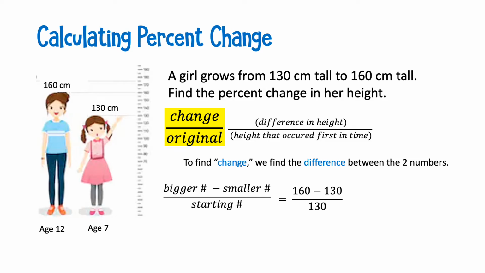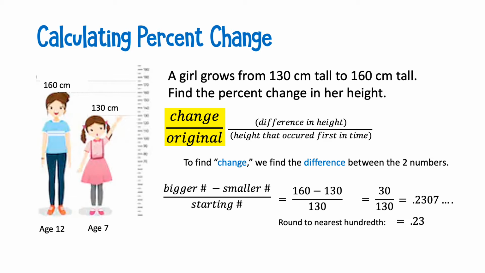We divide by 130 because she started at 130 centimeters. This was her height at the beginning if we're looking chronologically in time. So we have 30 divided by 130. This becomes a decimal, 0.2307, and then more digits. So we round this to the nearest hundredth place.